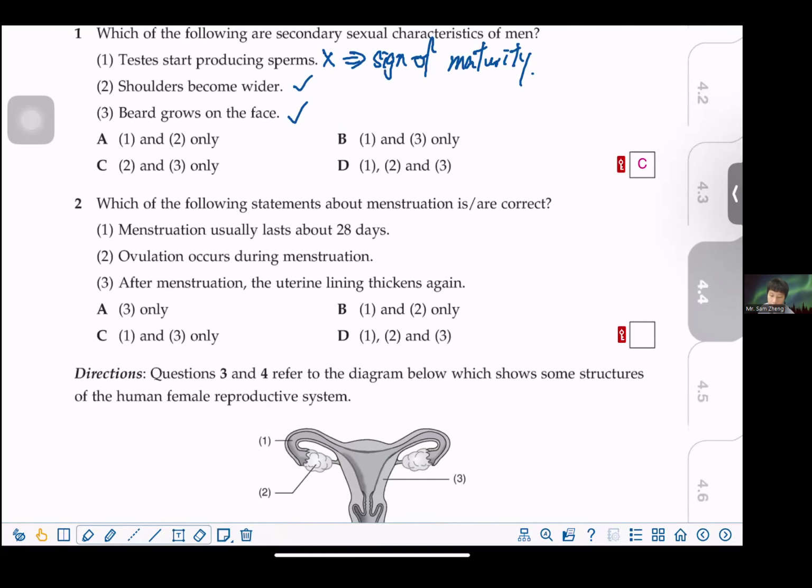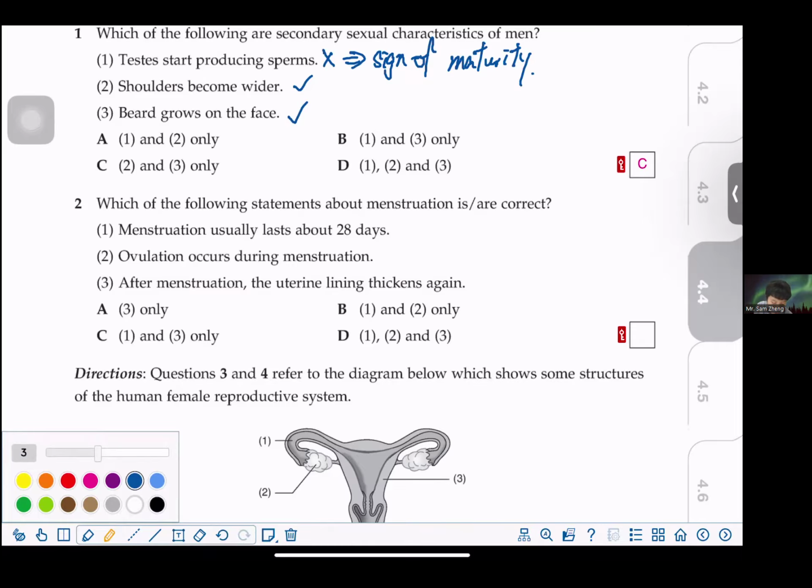Which of the following statements about the menstrual cycle is correct? The menstrual cycle usually lasts about 28 days, not always. Next, ovulation occurs during the menstrual cycle. Yes, of ovulation, it should not occur during the menstrual cycle. It should occur after the menstrual cycle.